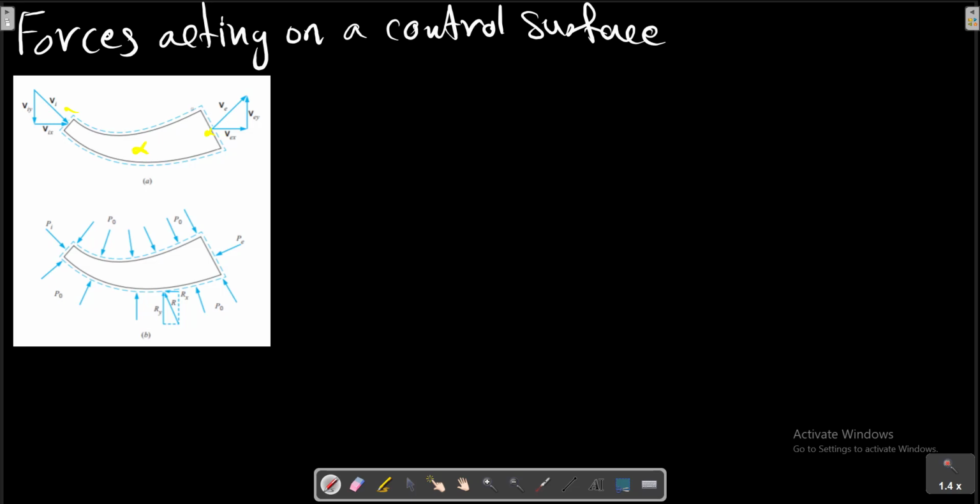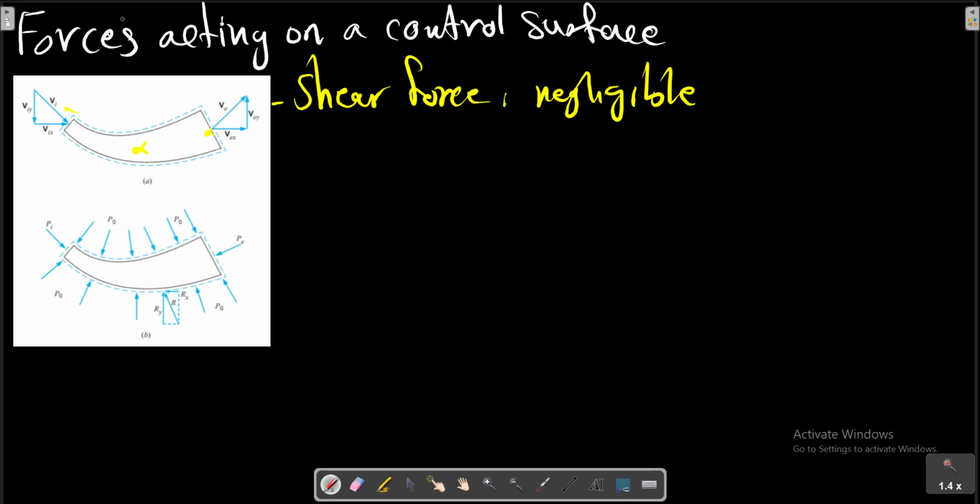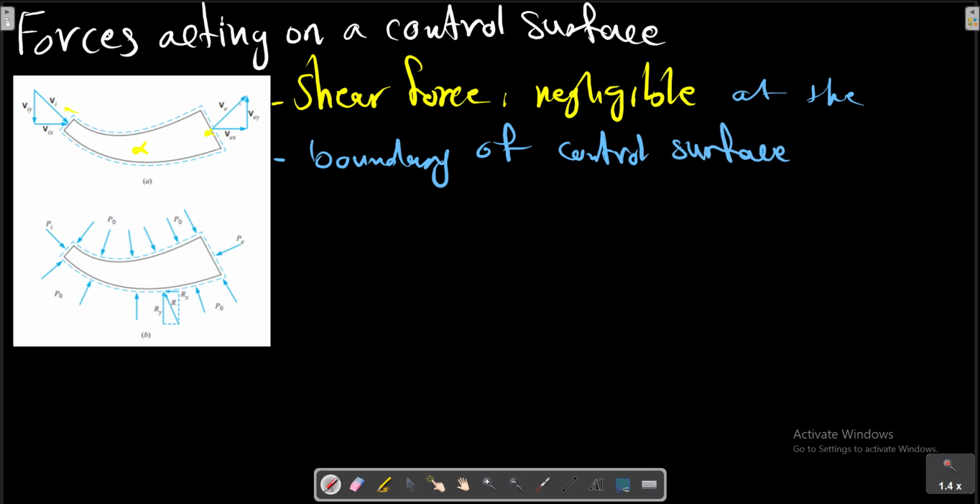The shear forces at the sections where the fluid crosses the boundary of the control surface are assumed to be negligible.